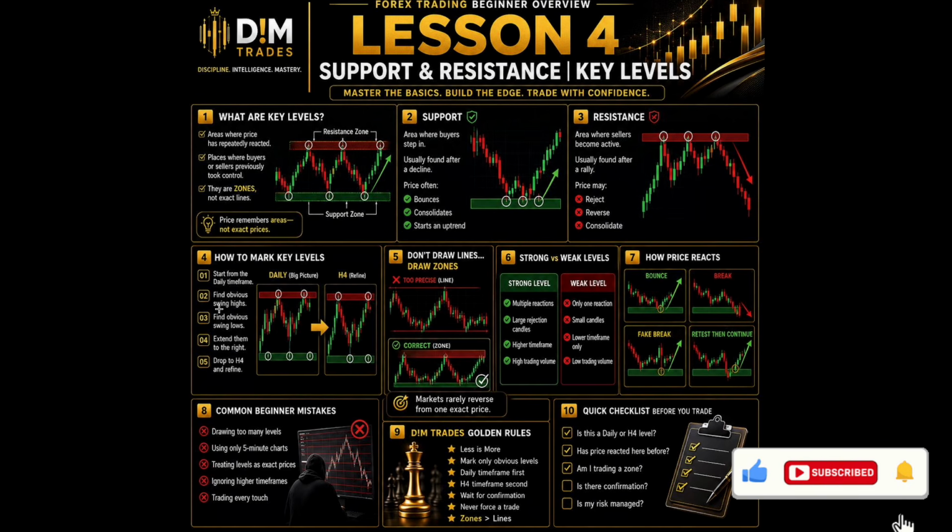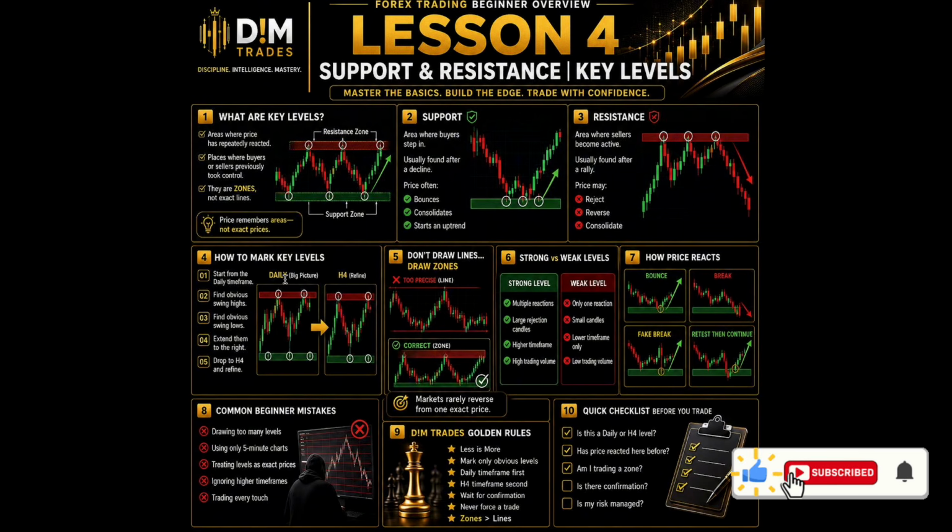Swing high and swing low. I'm going to show you examples in the next slide, once I exit this particular page. So yeah, I find obvious swing highs, I find obvious swing lows, I extend them to the right, and then I drop to H4 to refine those key levels. So this is an example here.